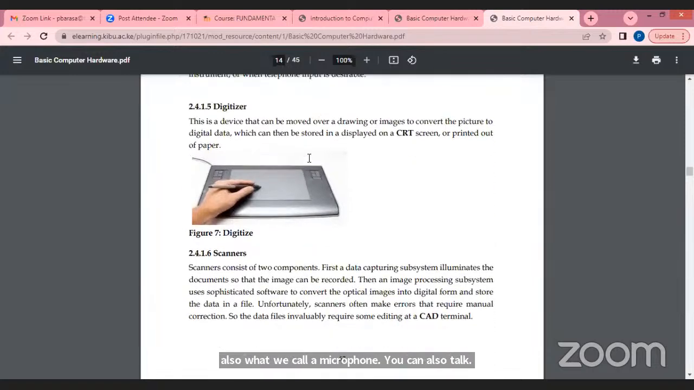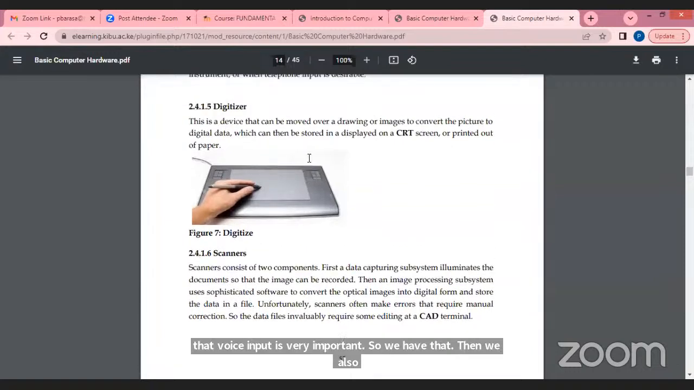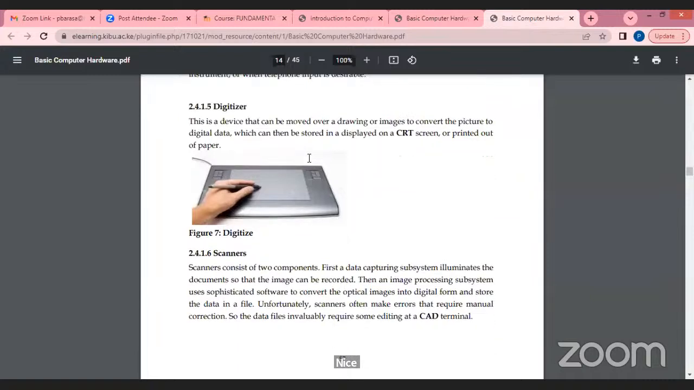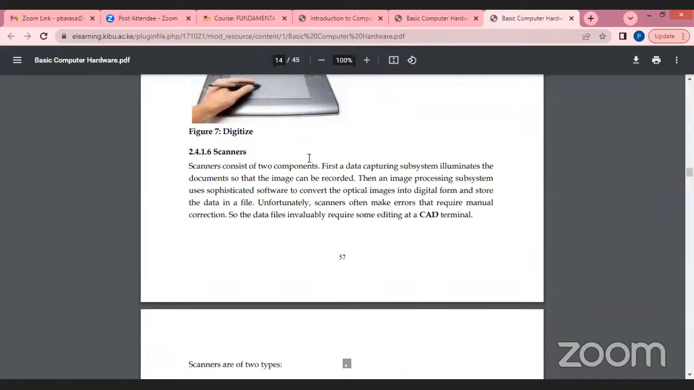This is a device that can be moved over a drawing or an image to convert the picture to digital data, which can be stored, displayed on a CRT screen, or printed out on paper. These digitizers are mainly used in areas like the Ministry of Lands, where we have maps of land. Architects also use them, but mostly in the Ministry of Lands.